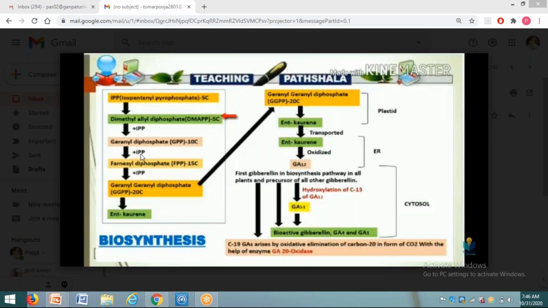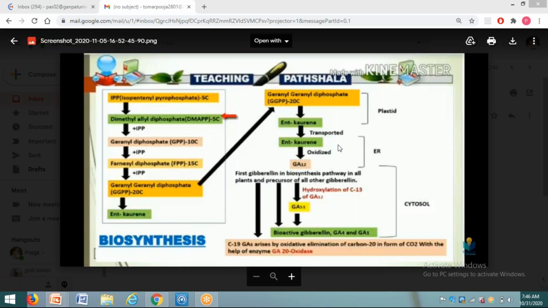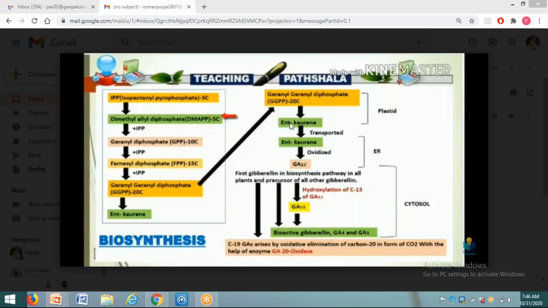From this GPP, IPP is added, then the formation of farnesyl pyrophosphate takes place, because GPP is a 10 carbon compound. Then one 5 carbon compound is added here. Then the formation of farnesyl diphosphate takes place. This farnesyl diphosphate is a 15 carbon compound. From this farnesyl diphosphate, the formation of geranylgeranyl diphosphate takes place, which is a 20 carbon compound. This 20 carbon compound is converted into ent-kaurene, and this ent-kaurene is transported into the endoplasmic reticulum and is modified here. And gibberellin 12 gets formed here.